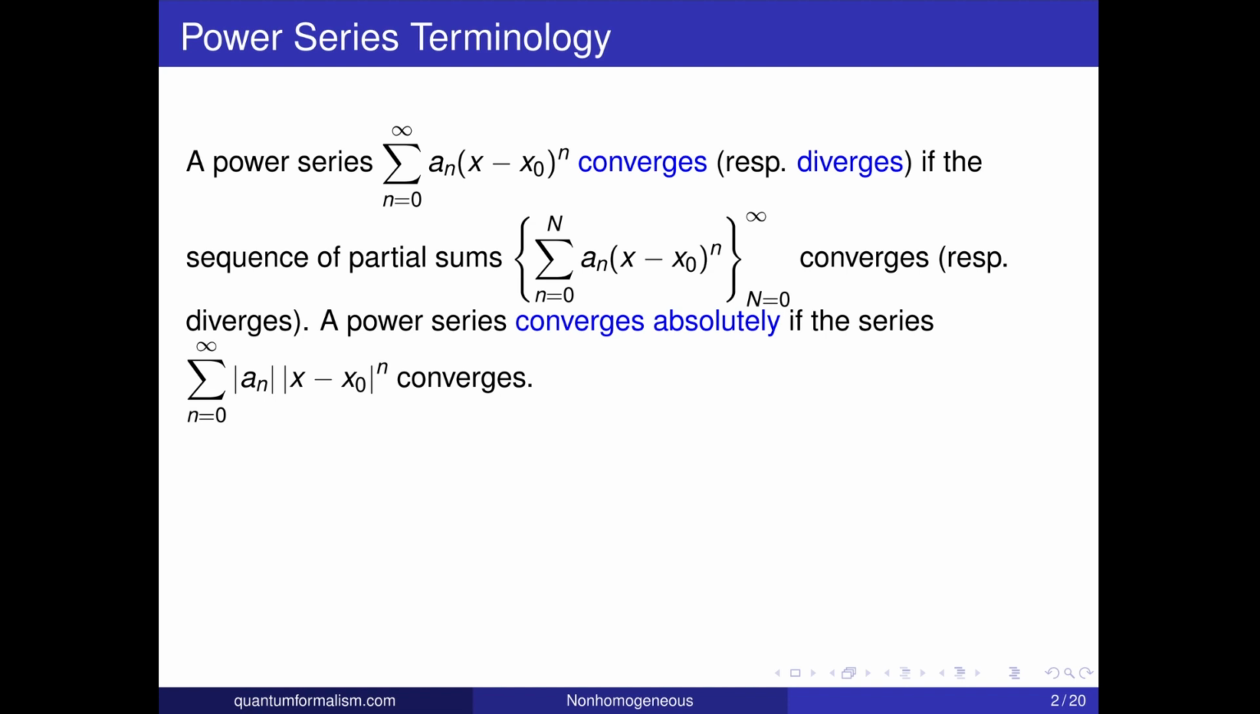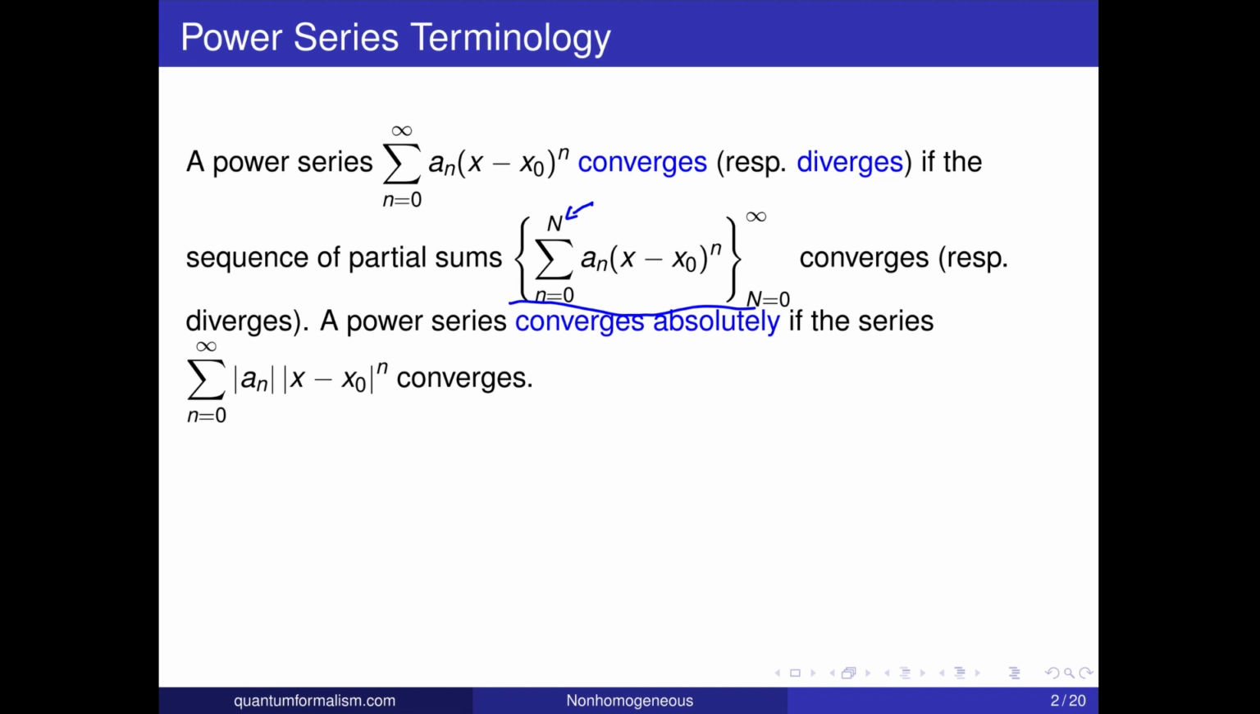A power series will converge or, respectively, diverge if the sequence of partial sums converges or diverges. So here you're doing a finite sum with capital N terms, and then looking at the limit as the number of terms in your sum goes to infinity.